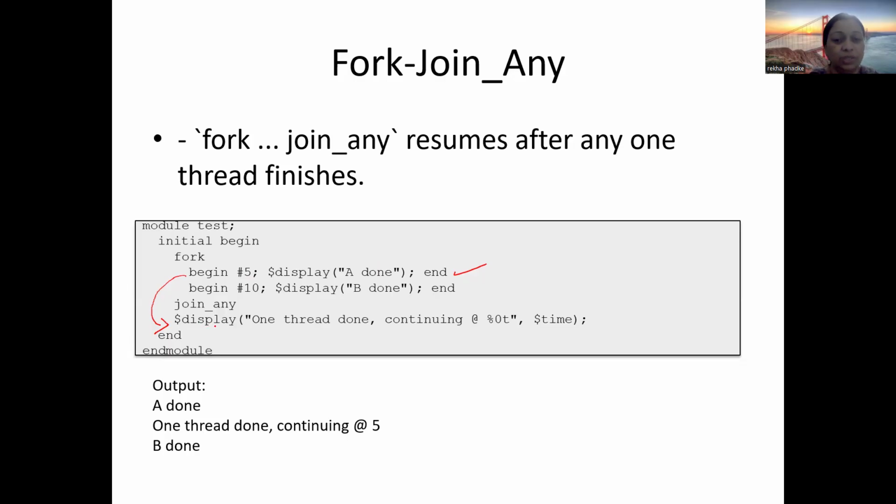So this is the statement which is outside the fork block. So this gets executed. Then again, the remaining statements of the fork block get executed, which is #10 in our example. So whatever is mentioned here at 10, "be done", is the statement that gets executed at 10. Okay, this is how fork join_any works.